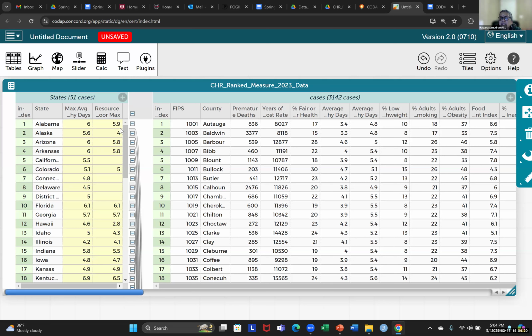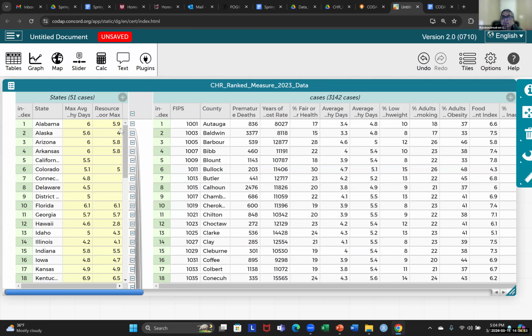So for instance, if you look at Florida, 6.1, 6.1. So what it means is the counties where they are achieving that maximum are also understaffed. If it were overstaffed, then we can rest a little easy saying, okay, they will get the help they need. But if it is also understaffed, then there is a problem. So Florida, Georgia, etc., you can see their max is the same as the resource poor max.